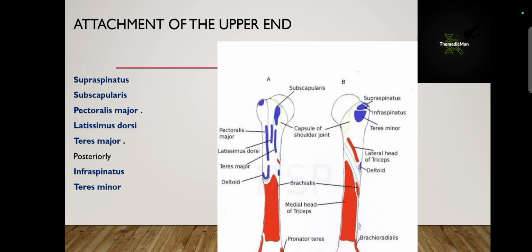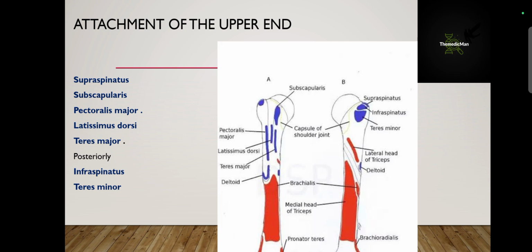Then there is the presence of latissimus dorsi. Latissimus dorsi originates in three parts: the vertebral part, the costal part, and the scapular part. The vertebral part originates from the 7th to 12th thoracic vertebrae and thoracolumbar fascia, while the costal part originates from the 9th to 12th ribs and the scapular part from the inferior angle of the scapula. This latissimus dorsi gets inserted into the floor of the intertubercular sulcus.